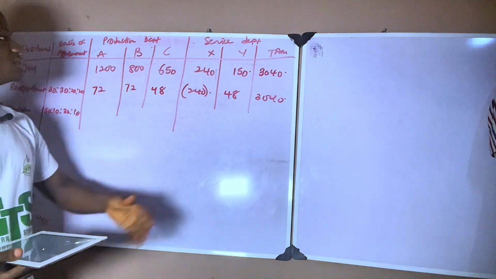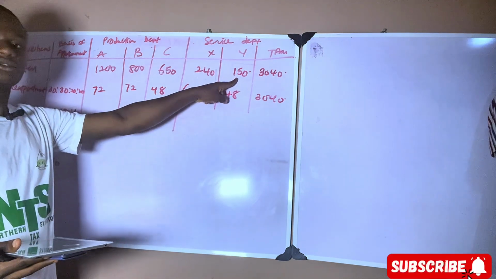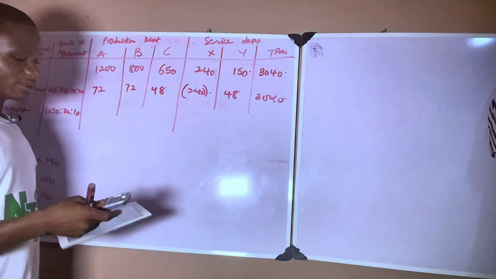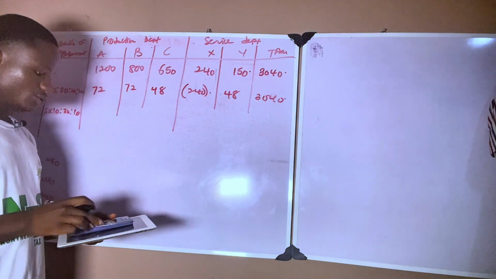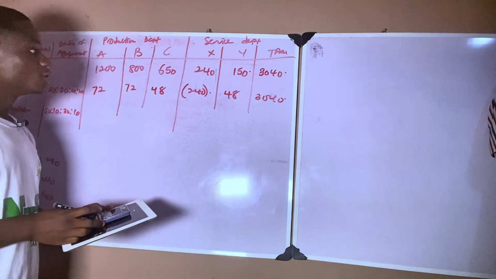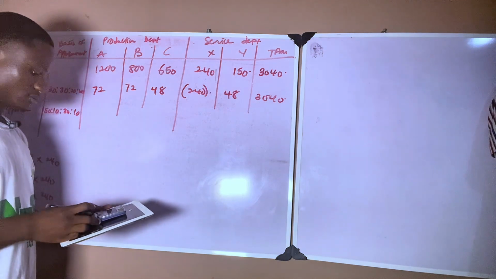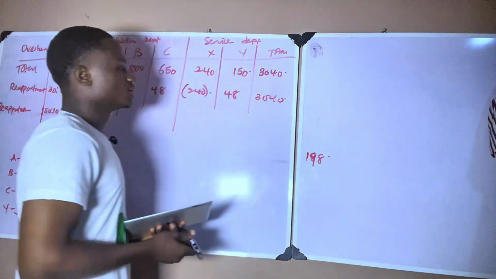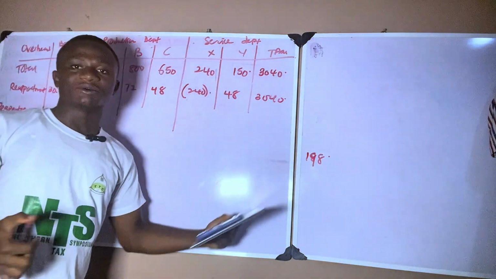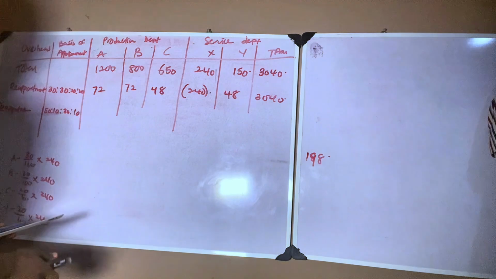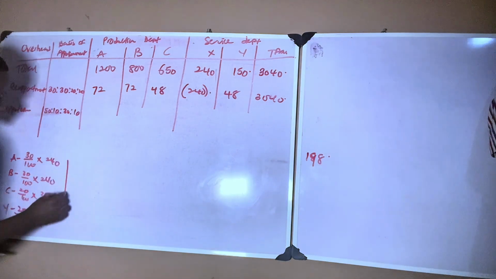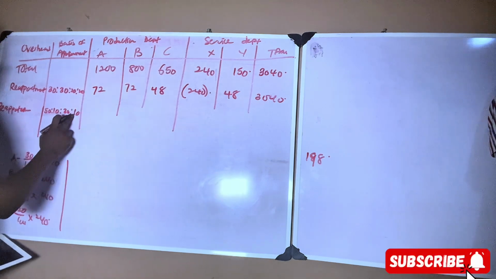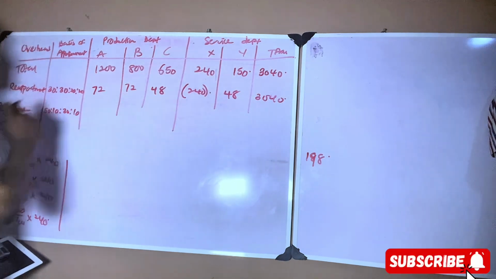Now, if you are reapportioning service department Y, we are not just apportioning 150, because another amount has been added to it. So the service department Y total that we want to reapportion will now be 150 plus 48. That will be 198. So that's the new total for department Y. Reapportioning that, department A is 50, department B is 10, department C is 30, and department X is 10.